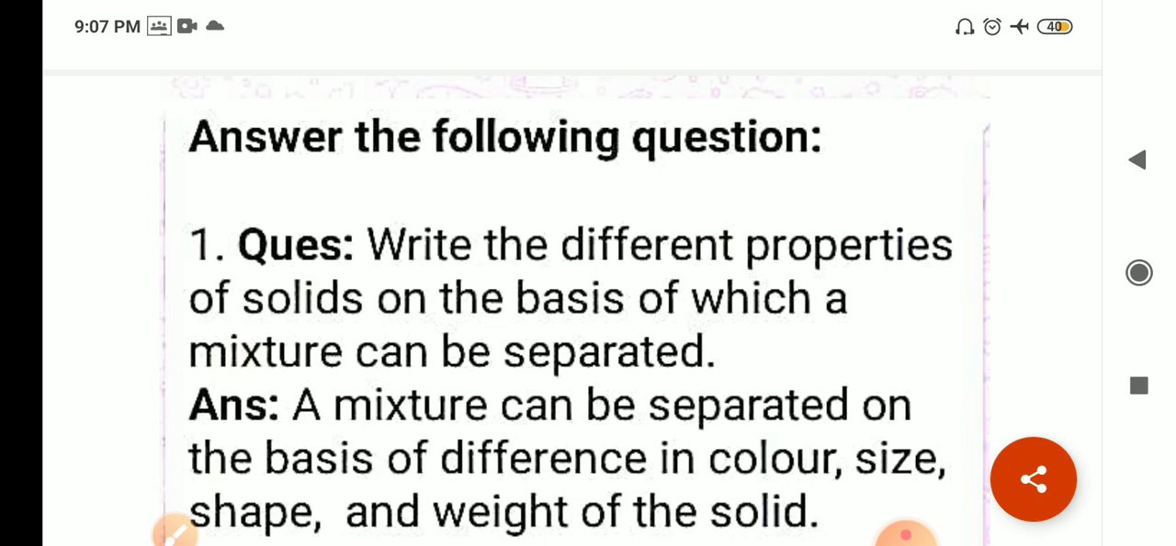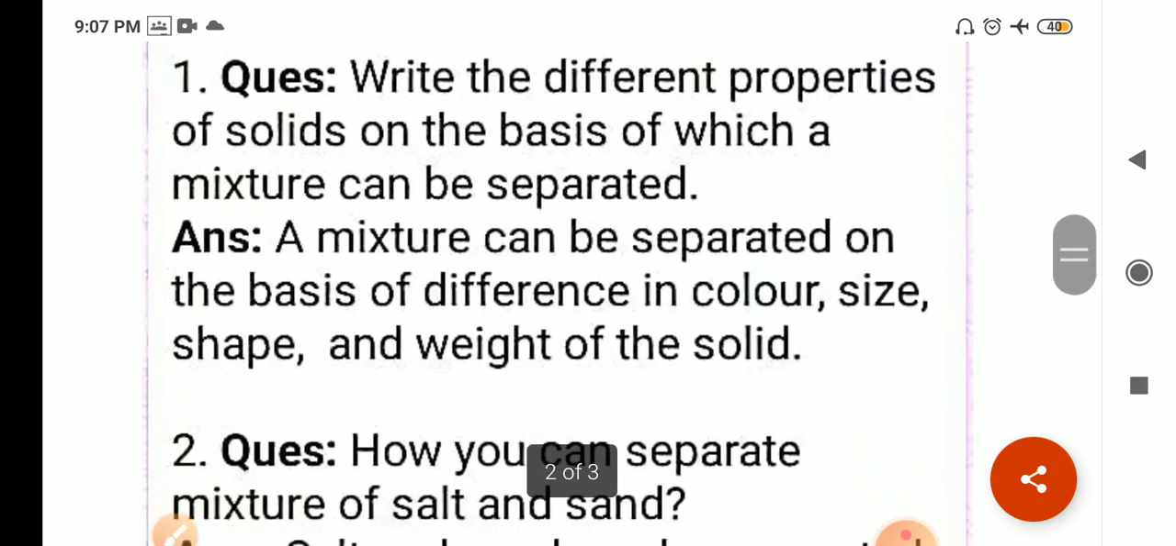The first question is given here. Write the different properties of the solids on the basis of which a mixture can be separated. Then kids, there are some properties as color, size, shape, and weight. On the basis of these properties, we can separate the mixture, right?